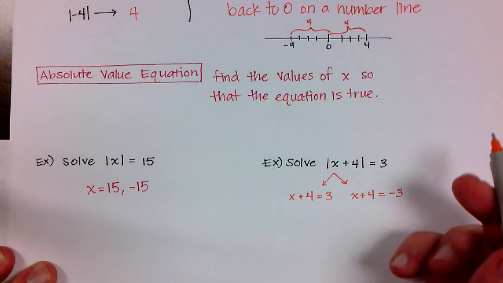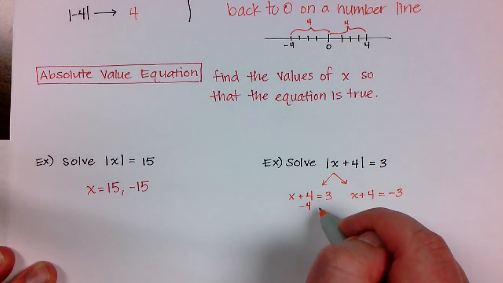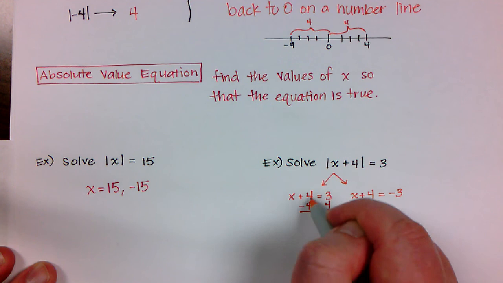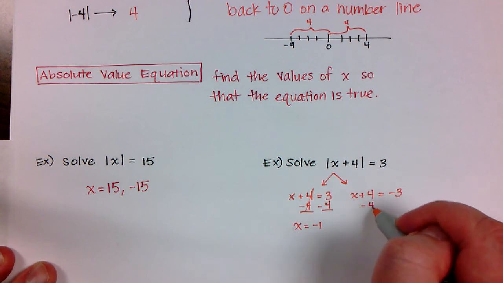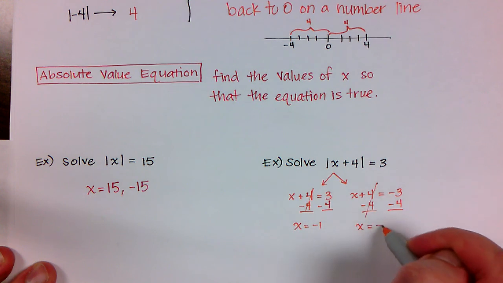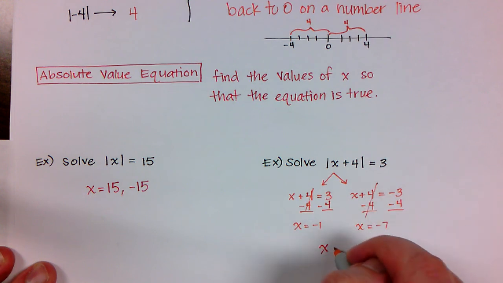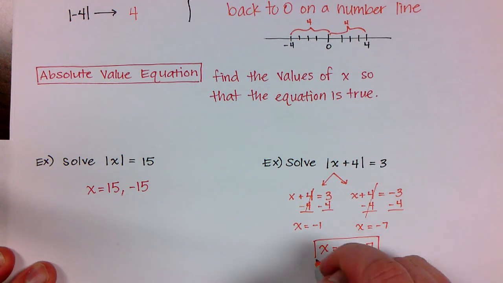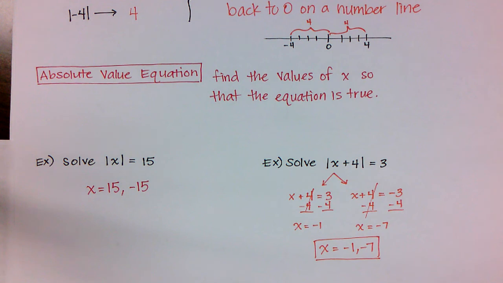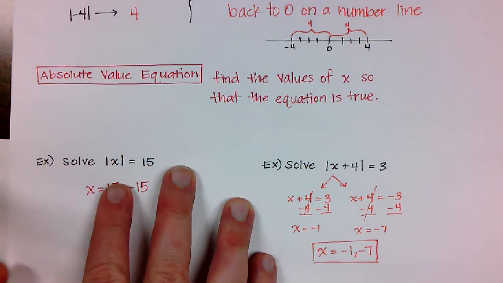So let's go ahead and figure this out now. We're going to solve it like it's two different equations. The first time we're going to subtract 4 on both sides, and I find that x is equal to -1. And then this time I'm going to subtract 4 as well, but the second time I find that x is equal to -7. So in this case, x can equal -1 or -7. Okay? Let's go ahead and move on.